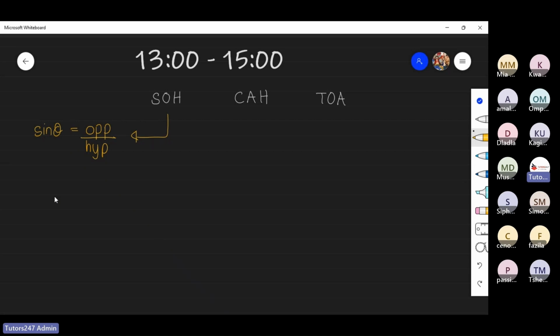Now, if we look at the next one, we've got CAH. That C is with reference to cos. So if we have cos of a particular angle is equal to the A, which represents our adjacent side, and the H, which represents our hypotenuse. From there, we've got TOA, whereby the T represents tan, the O represents opposite, and the A represents adjacent. So those three are extremely important.